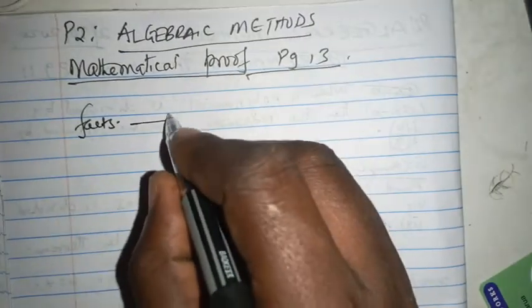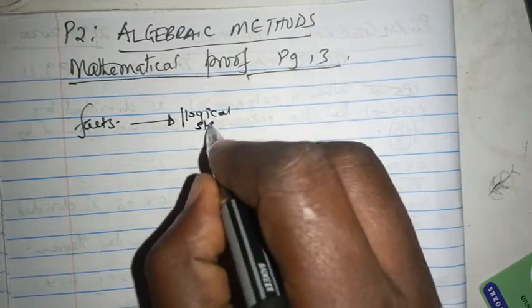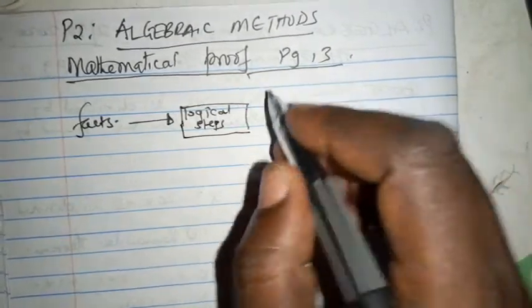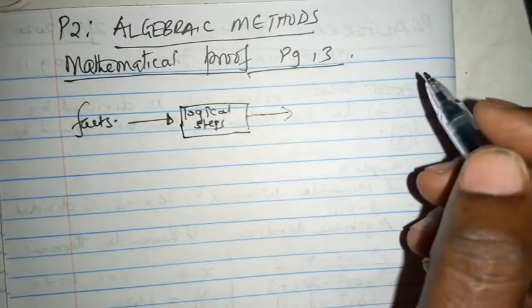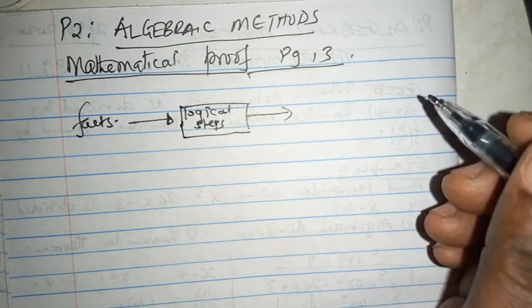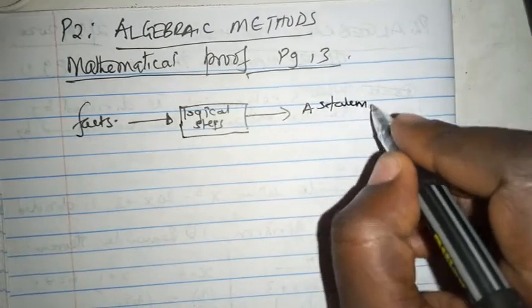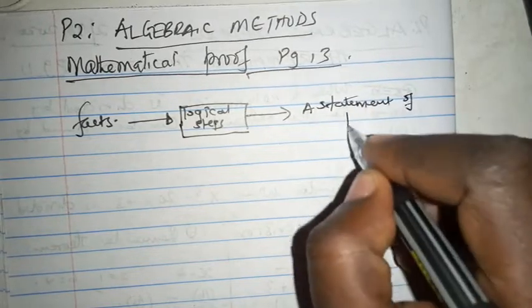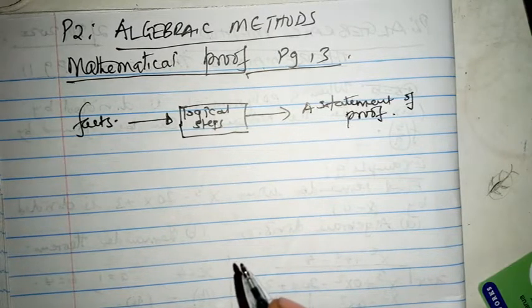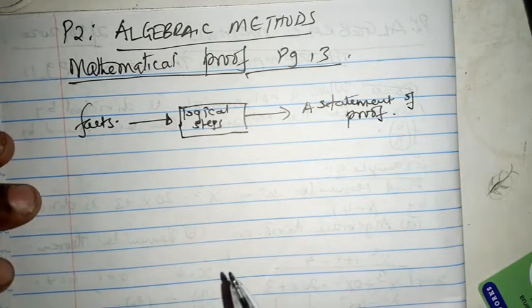Facts go through a series of logical steps, analyzing the facts. And the final step in a proof is a statement of what has been proven, a statement of proof. A mathematical proof needs to show that something is true in every kind of way.